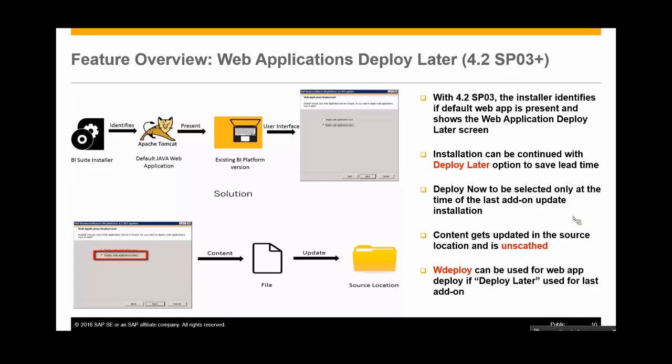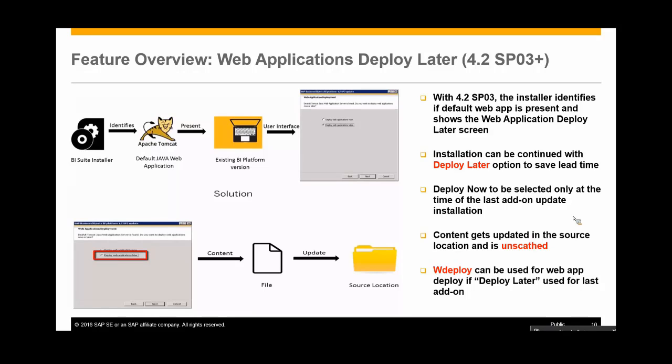To use this feature, you would have to choose Web Applications Deploy Later, so that the whole BI platform plus add-on installation is smoother. Once you choose Web Applications Deploy Later, only the content gets updated in the source location, and the default Tomcat is not deployed. Basically, when you're doing your last add-on installation, that is when you deploy your web applications, and that's when you choose Web Applications Deploy Now.